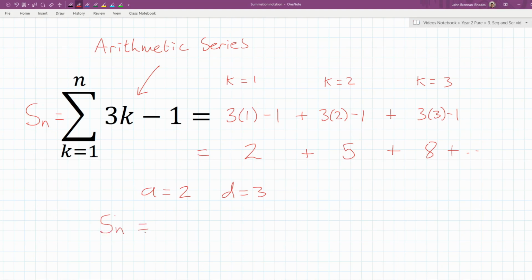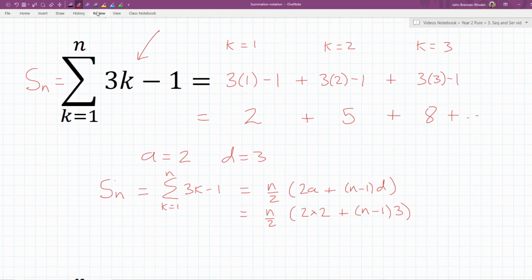So Sn is equal to the sum of the first n terms, so it's from k equals 1 to n of 3k minus 1, but we've got a formula for that, and the formula that we have is n over 2, 2a plus n minus 1 times d. Well, we don't know n, so it's still n over 2, but we do know that this is 2 times 2 because we know a is 2, plus n minus 1 times 3, because that is what our value of d is. Let's give myself a bit more space.